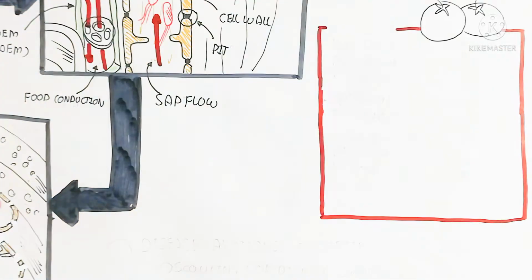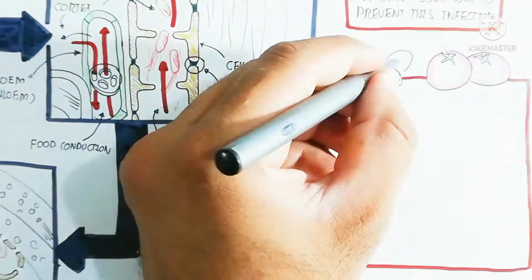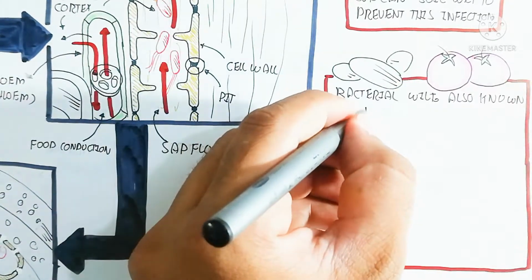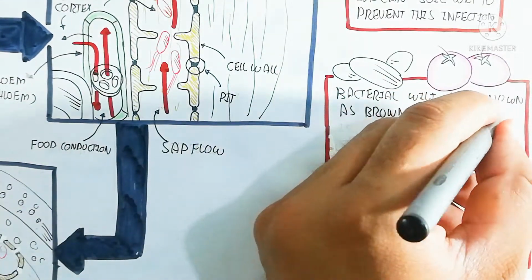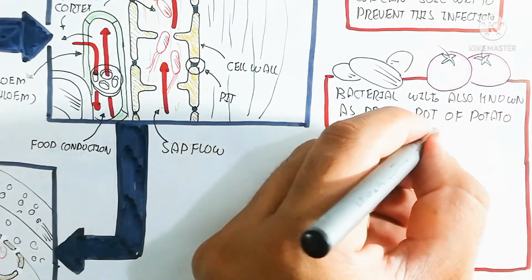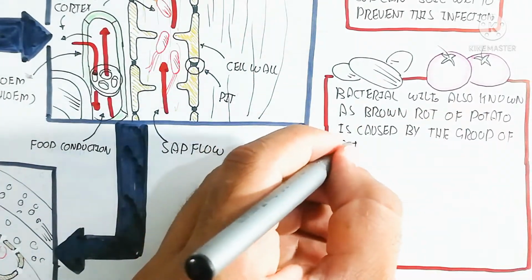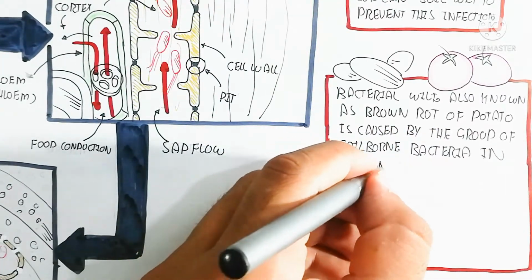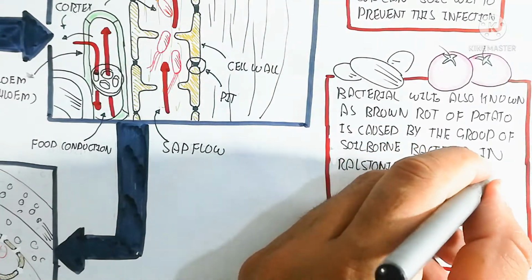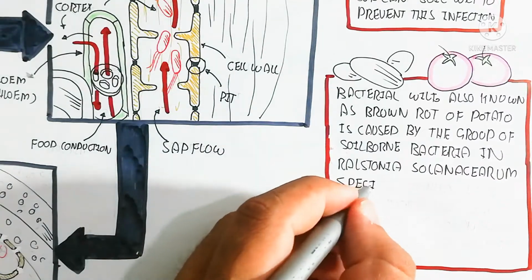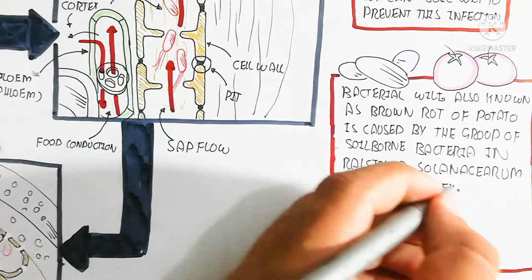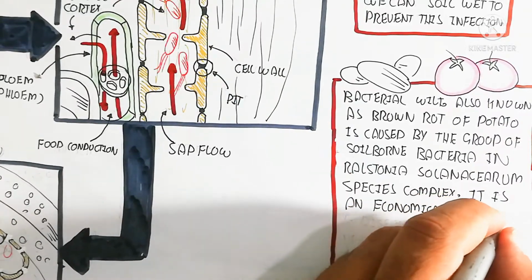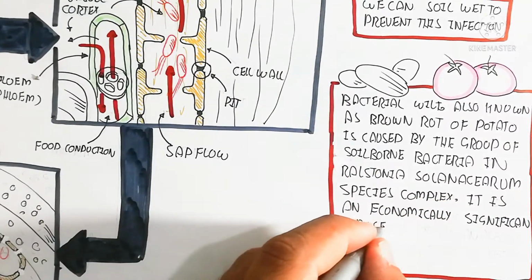This bacterial wilt, also known as brown rot of potato, is caused by a group of soil-borne bacteria, Ralstonia solanacearum, the Ralstonia solanacearum species complex. It is an economically significant disease of solanaceous vegetables such as potato and tomato.